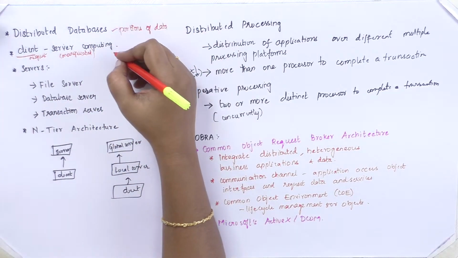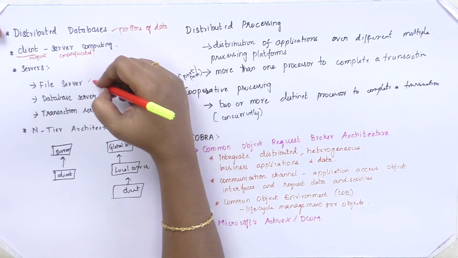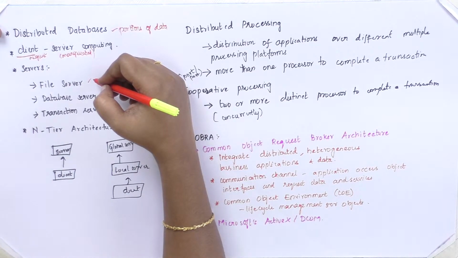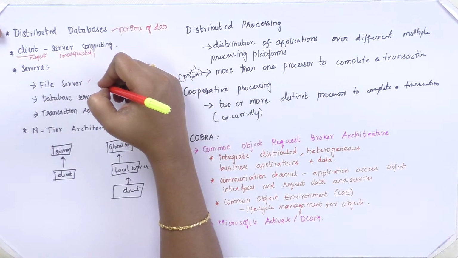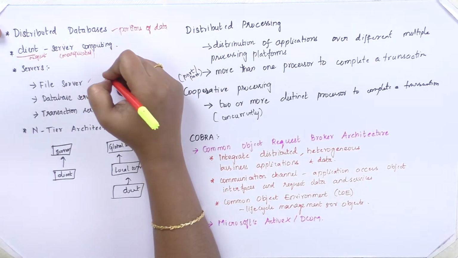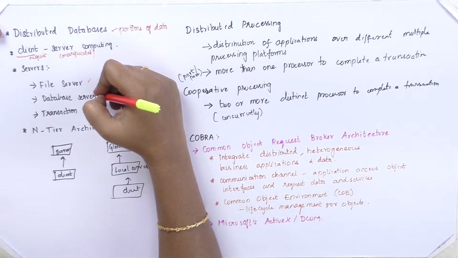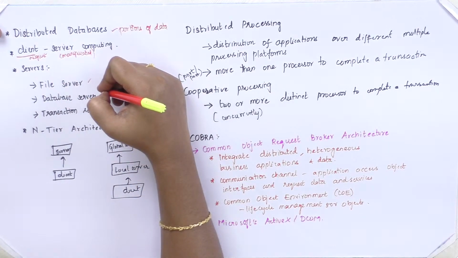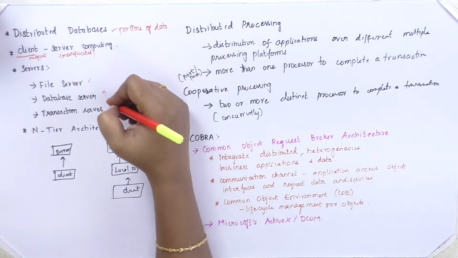In client server computing, your server can be of different types. It can be a file server. A file server is the simplest form of server. With the file server, the client passes requests for files or file records over a network to the file server. Whereas the database server is the server where you have the database alone. This server is used for accessing the database alone.